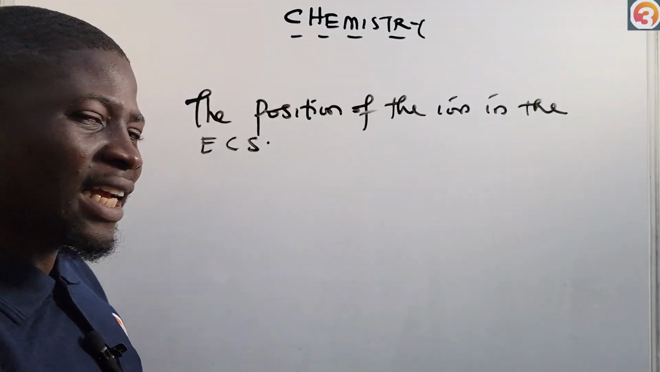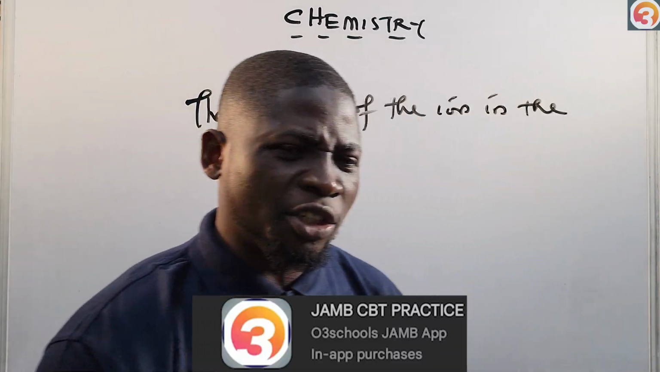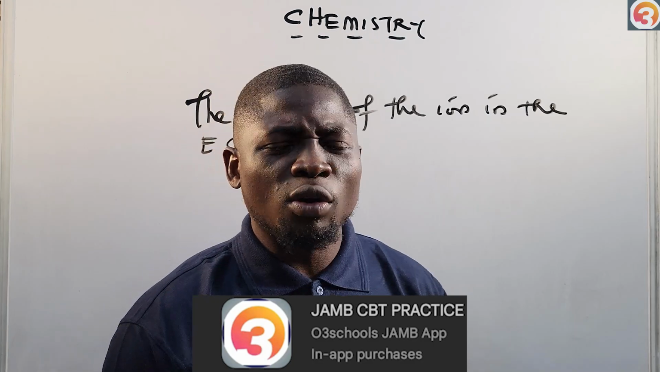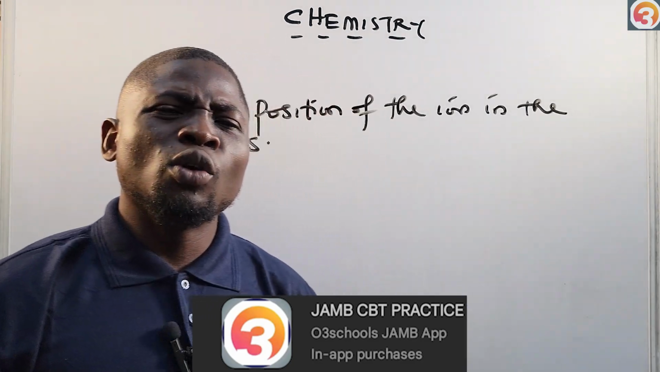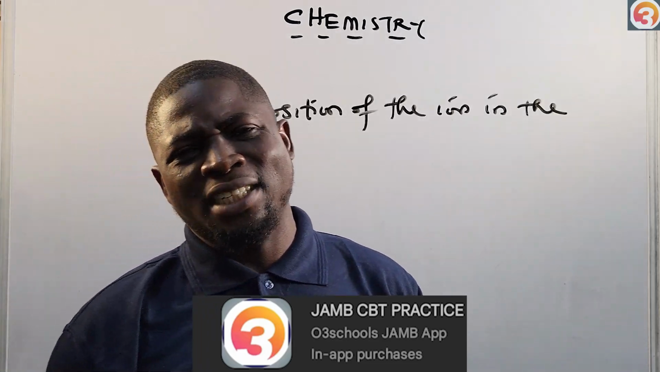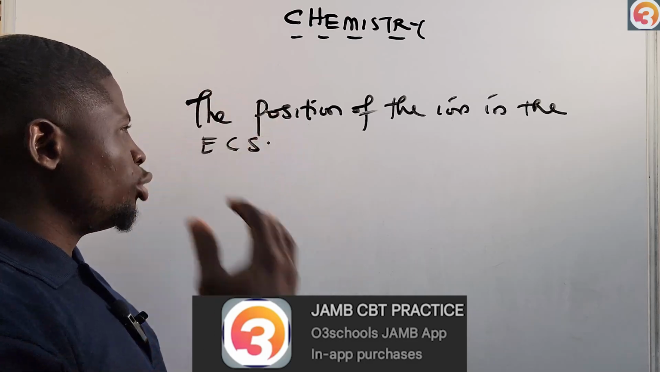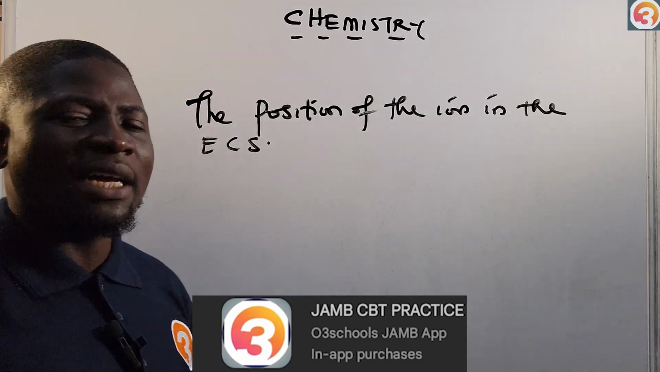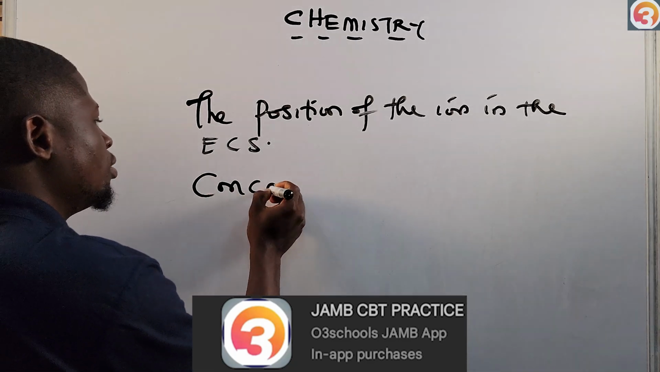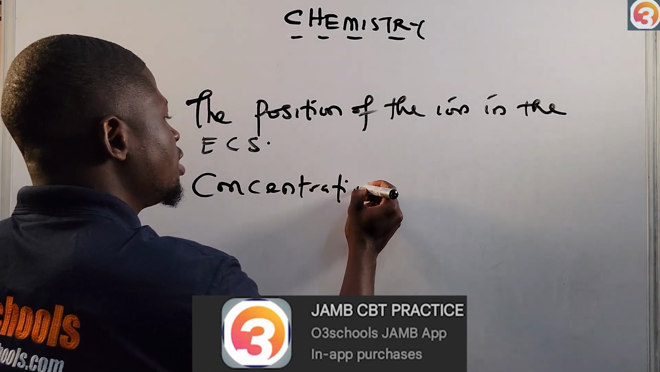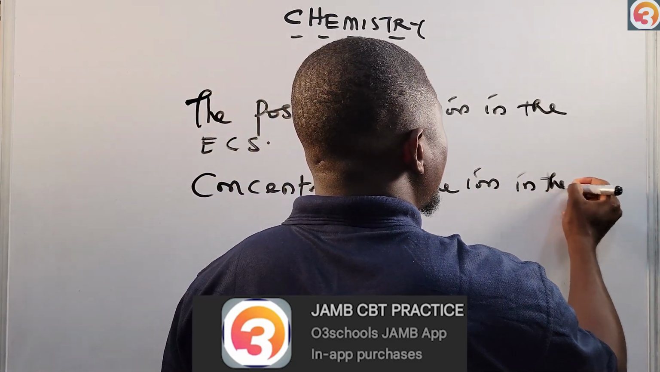We also mentioned that another factor governs the preferential discharge of ions. That means when two ions stroll to the cathode or to the anode, which one of them will get discharged or deposited? So one of the factors is the position of the ion in the electrochemical series. And then we also talked about the concentration. The second factor is the concentration of the ion in the electrolyte.